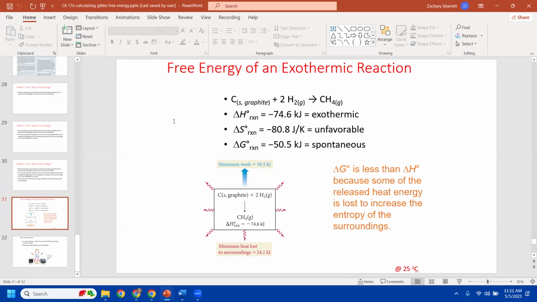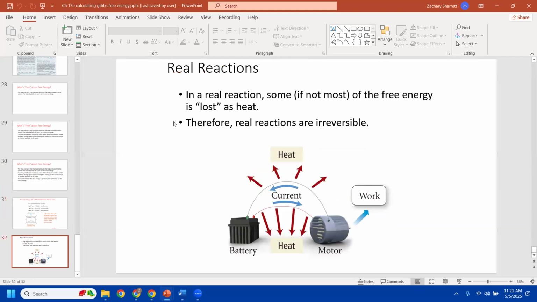Delta G is less than delta H because some of the released heat and energy is lost to increase the entropy of the surroundings. This is just saying that in real reactions, even though we say it's reversible, it's not truly reversible, because every time we flow electricity through a wire or through anything, you're always losing a little bit, right? There's always a little.